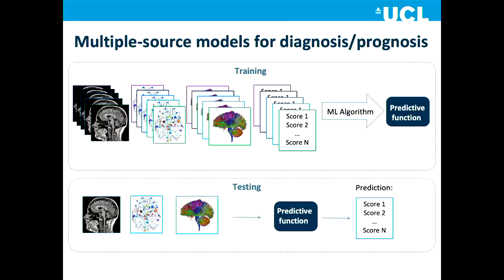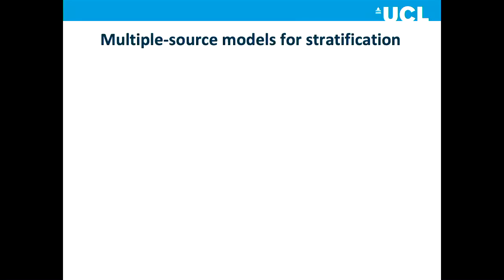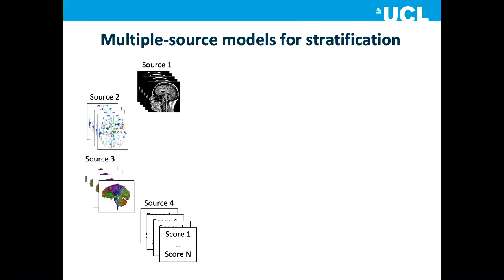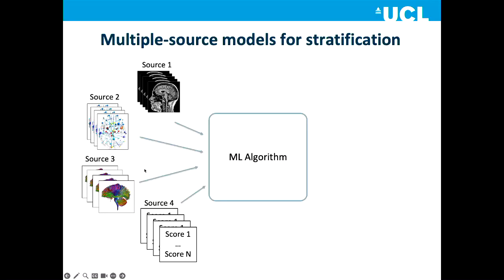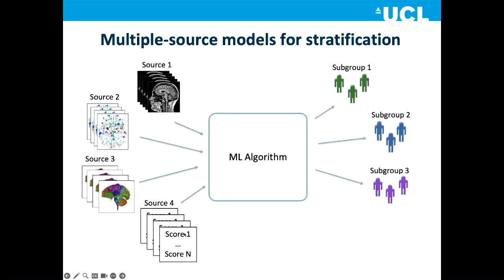So an alternative framework is combining multiple sources of information for stratification. Here, the idea is similar. We combine multiple sources of data as input to a machine learning algorithm, but here the aim is to find some common patterns across these different sources of information that will enable us to identify subgroups of subjects, in particular subgroups of patients. The motivation is that these subgroups of patients will be more homogeneous and might be a better target for treatment and intervention. This is the whole idea behind stratified psychiatry and precision psychiatry.